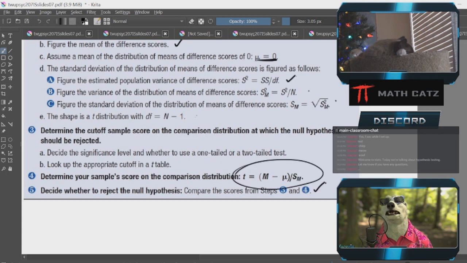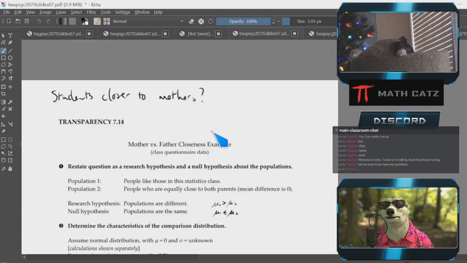So let's have a look at another example. And we can ask a question like, are students in this class closer to their mothers than their fathers, for example? So population 2 will be people, or the baseline, so to speak, people who are equally close to both parents. The mean difference is 0. Or population 1, sorry, I have to rephrase this.